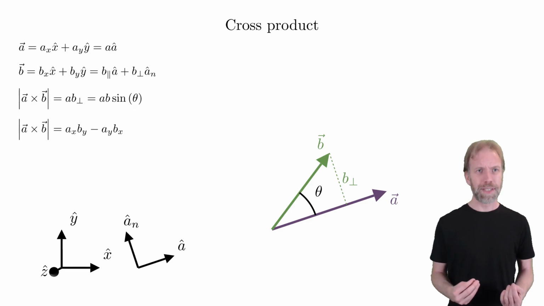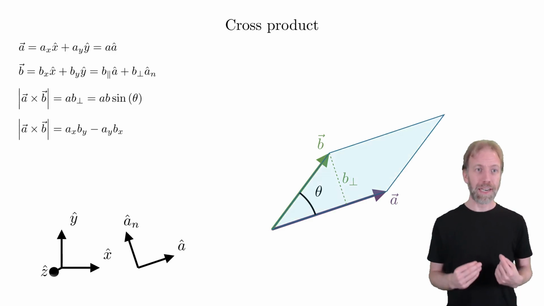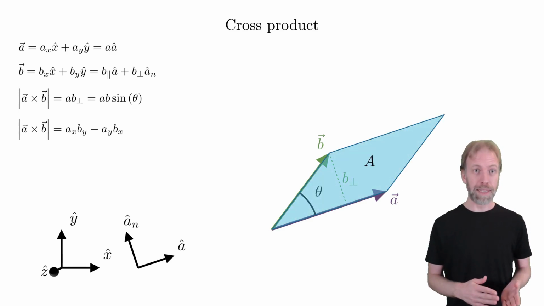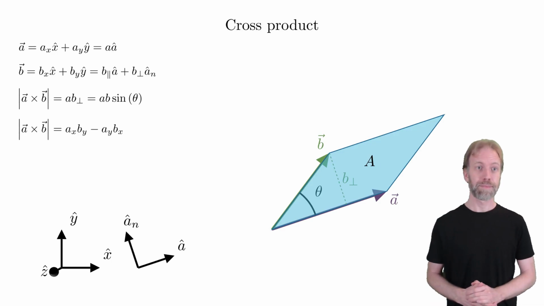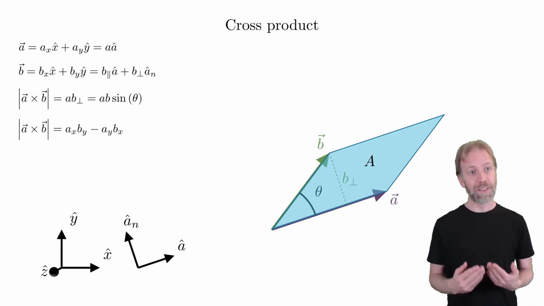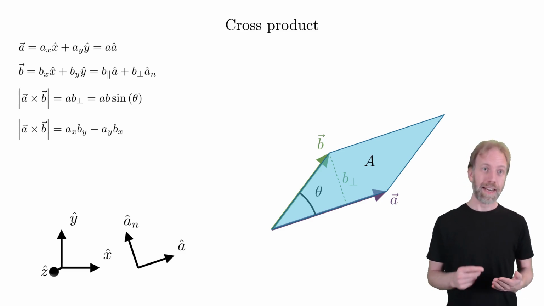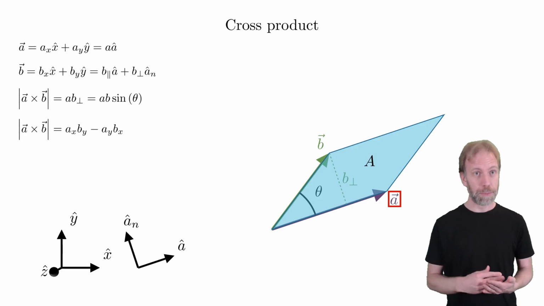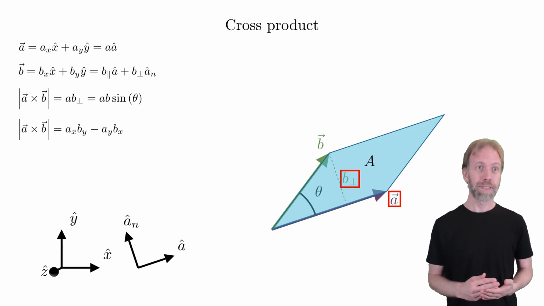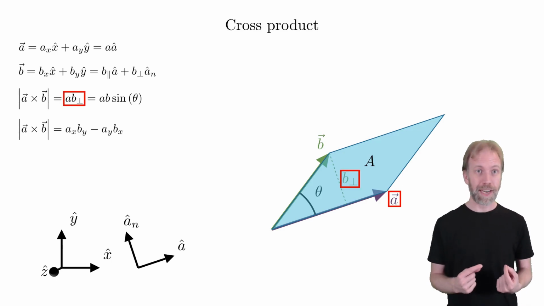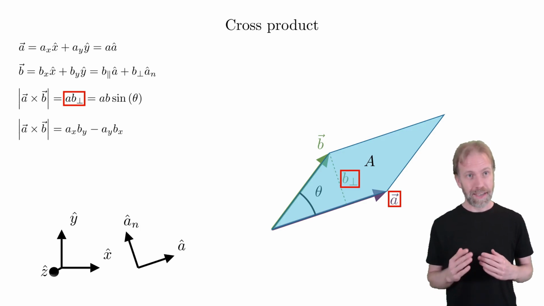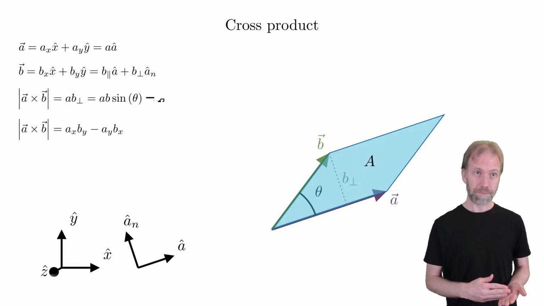To get a geometric interpretation, start by drawing the parallelogram that has vectors A and B as sides. We know that the area of our parallelogram is the base times the height. Here, the length of A is the base and B perpendicular is the height. Hence, the area of this parallelogram has the same value as the length of our cross product.